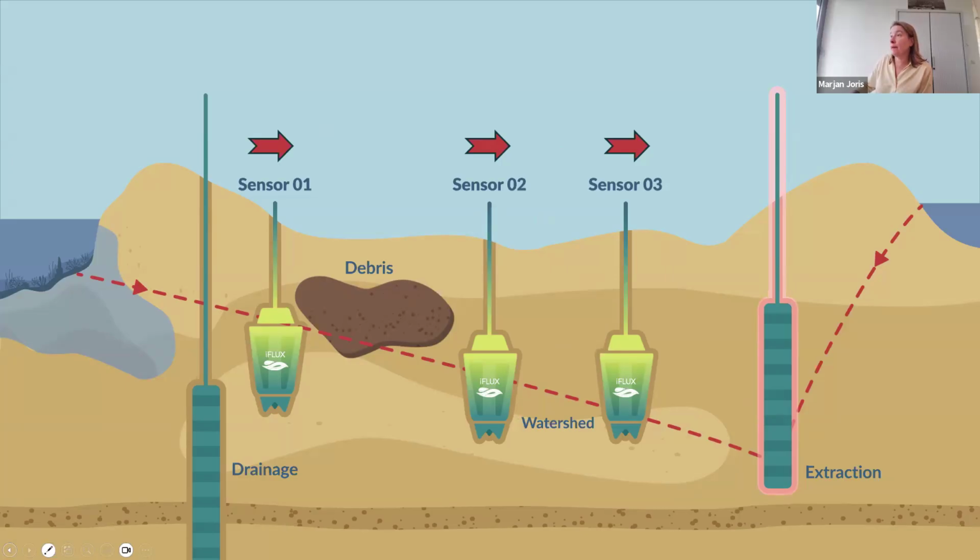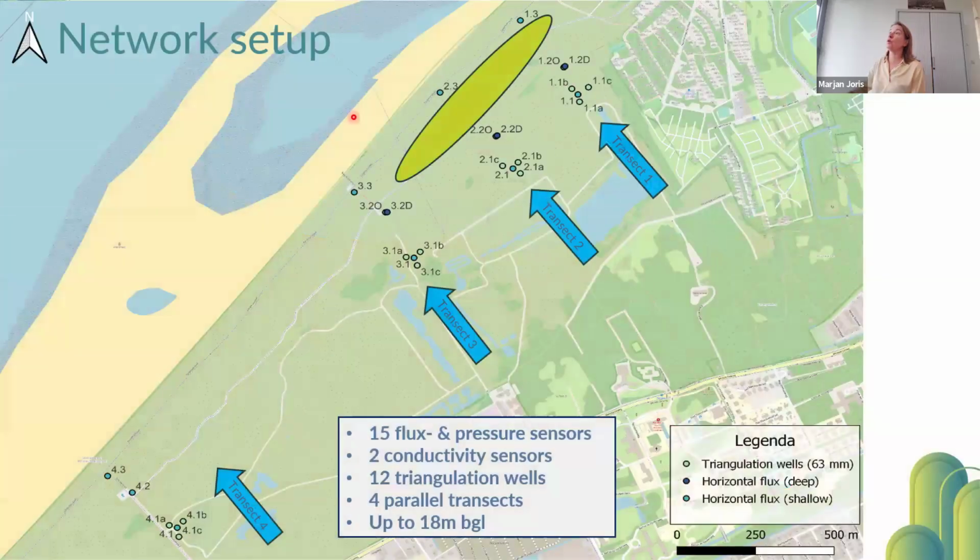So therefore, the groundwater is controlled. So here you can see a map with the different flow sensors. We have different transects where flow sensors are installed at different distances between the protection wells and the drinking water supply. In total, 15 flux and pressure sensors are installed, 2 conductivity sensors to follow up salinity, and in 4 locations there are level sensors installed around the flux sensors to validate the measurements in these zones.